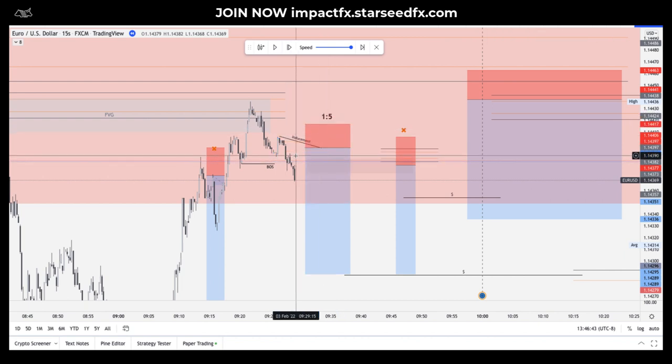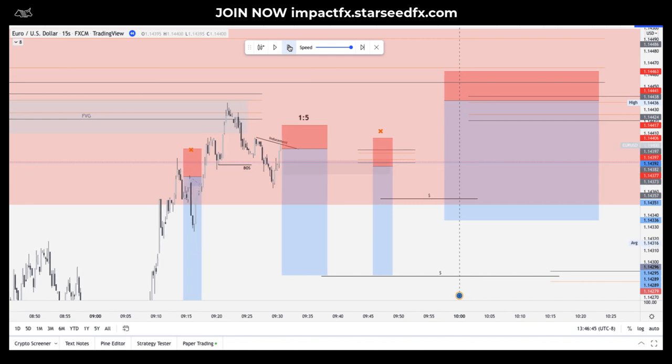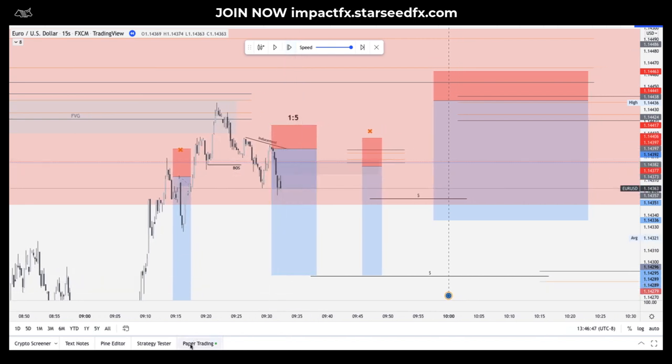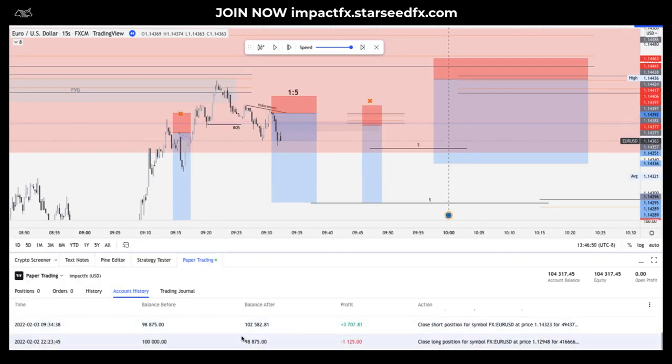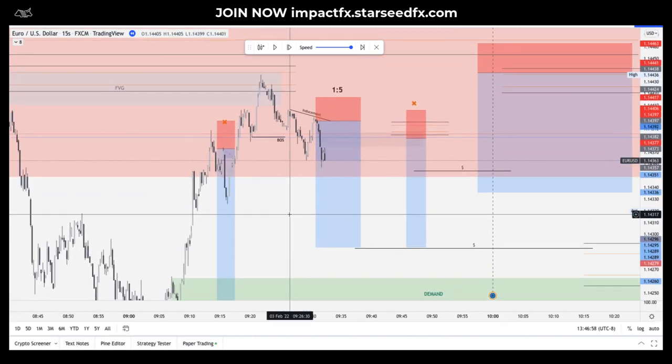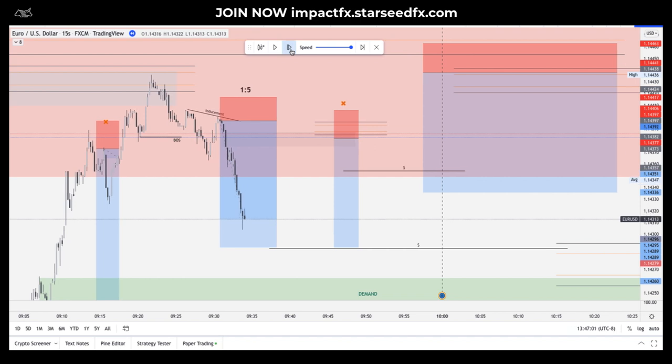Okay, so let's just play through price. Price came back in, tapped us in, and that was this trade here. So the $3,700 trade at 934. So right here. Okay, and that was that trade there.